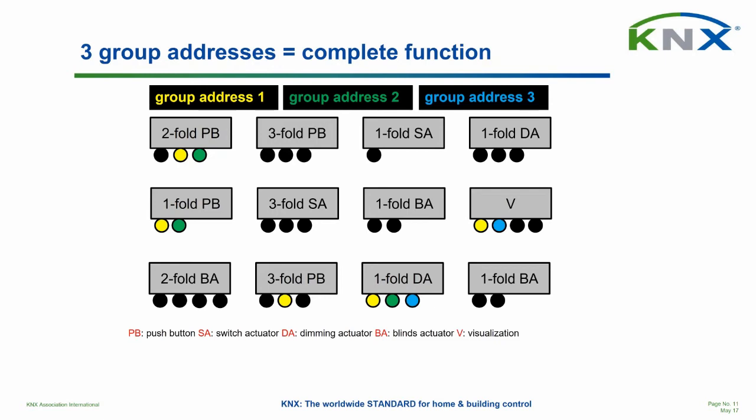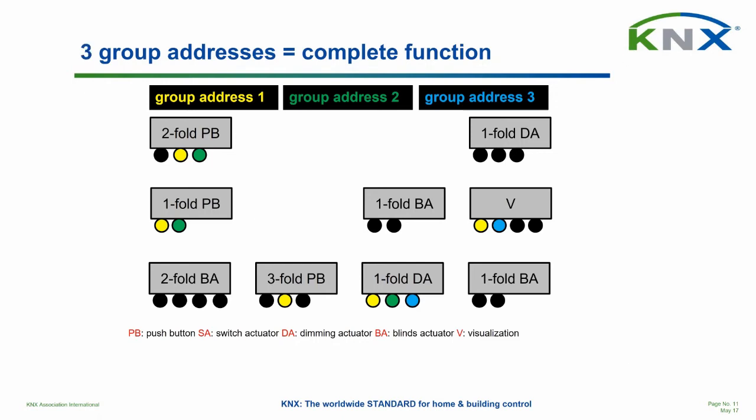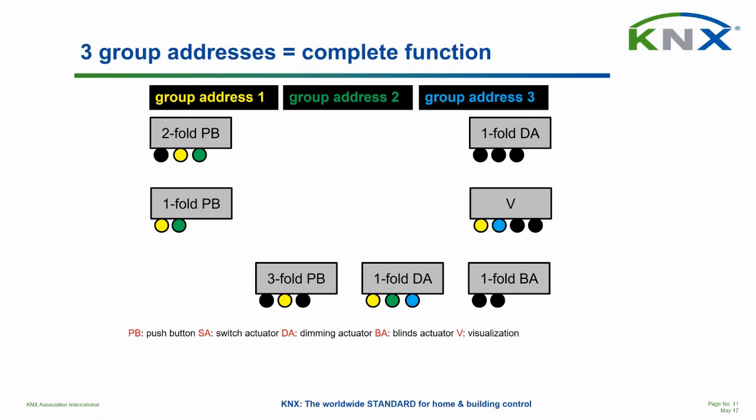So let's get rid of the devices that are not involved. So the 3-fold push button, the 1-fold switching actuator, another switching actuator, blinds actuator, and also blinds actuator. So this is what is left. And what we can see here, if we look a bit closer, is that this 2-fold push button has 2 objects involved. The 1-fold push button, also 2 objects. Here I have a 3-fold push button.